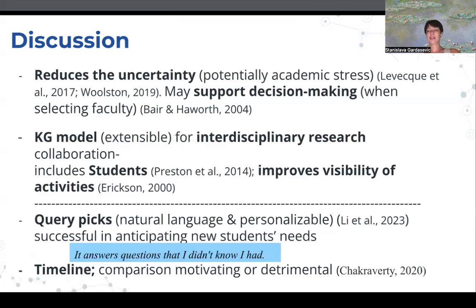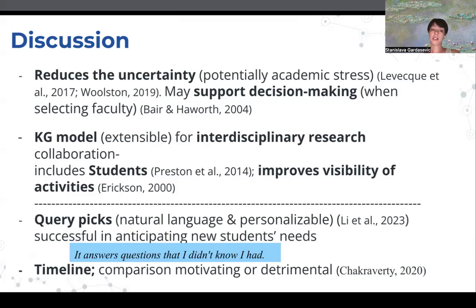As a discussion, tying it back to the literature, this graph somewhat reduces the uncertainty, which is the source of the academic stress. It supports decision making, especially when selecting faculty based on the experiences and the numbers. You can easily see how many students each of the faculty supervised. It kind of testifies on their behalf of how good and successful supervisors they are.